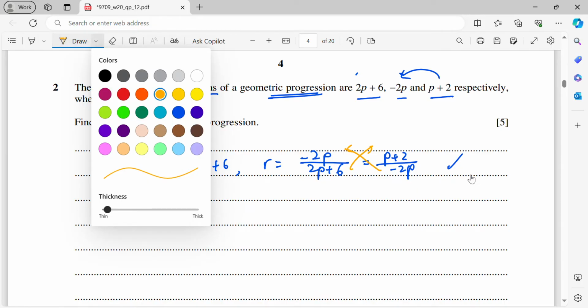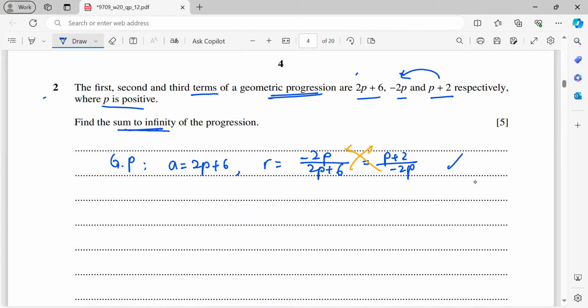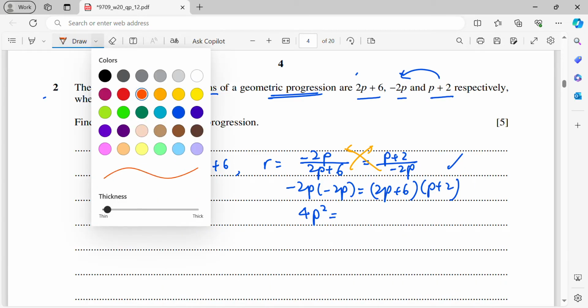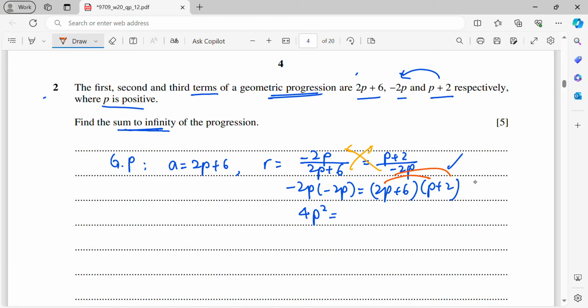So I will be getting minus 2p times minus 2p equals 2p plus 6 multiplied with p plus 2. Then just do expansion: 4p squared equals, now when you do expansion for the second term, remember to multiply all the terms there, then you will be getting 2p times p is 2p squared.